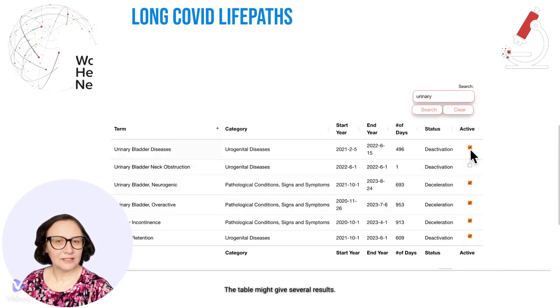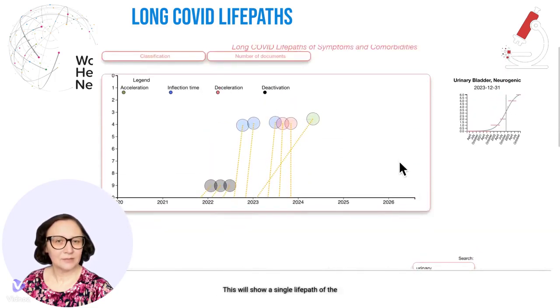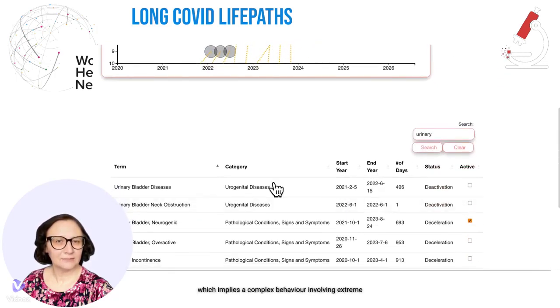The table might give several results. Select the desired result by clicking on the active checkbox. This will show a single life path on the plot. This particular plot has a zigzag, which implies a complex behavior involving extreme acceleration and then slow down. The plot can be filtered by categories too. Such filtering shows the behavior of an entire group.